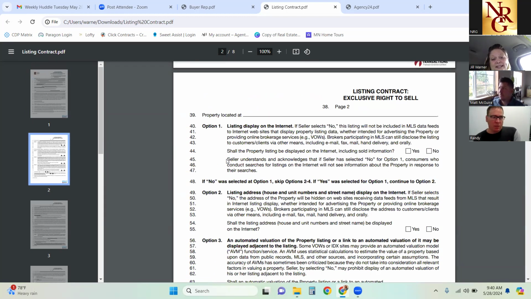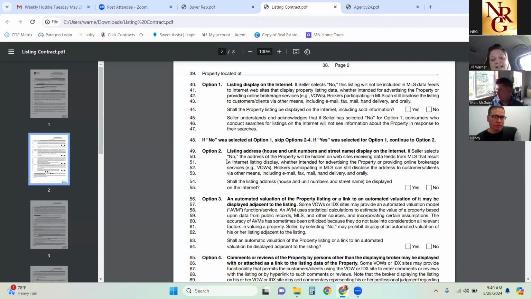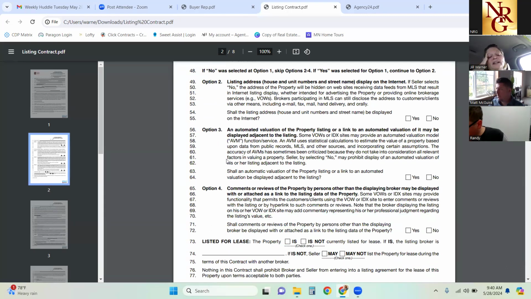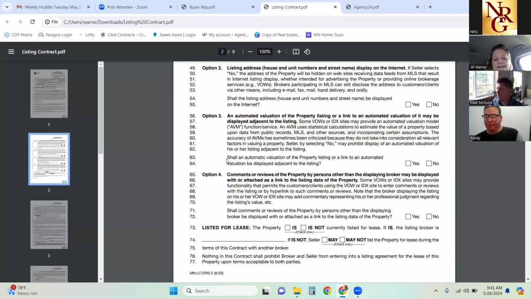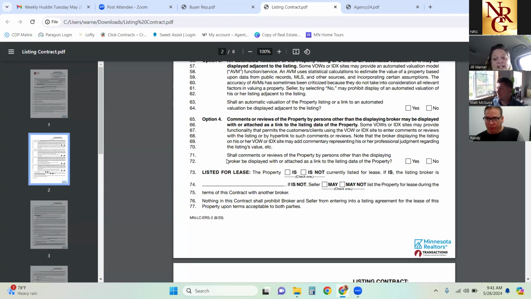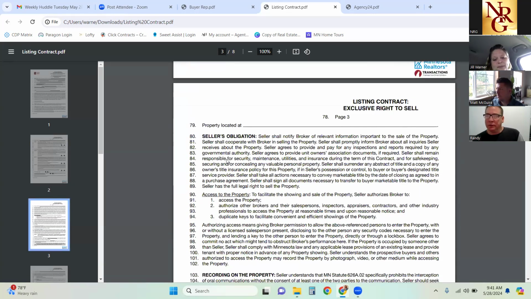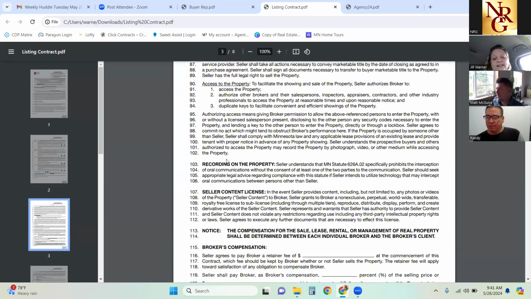This next piece goes over listing the display on the internet, listing the address, putting comments, any of the stuff in here. I am checking yes to all of these, and I'm explaining to the seller that we need to get this out onto as many platforms as we possibly can. If you don't want that, it's going to be a little bit harder to sell your property. But I always do yes on those. Listed for lease: if it's something that is listed for lease, you just have to state it in here. Make sure you're going over that with them. The majority of the time it's no, but it can come up in instances.